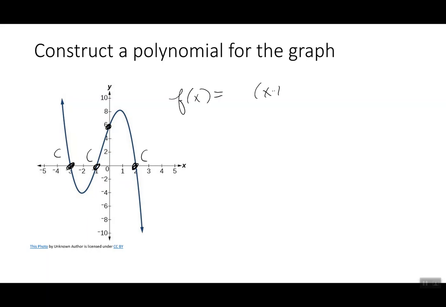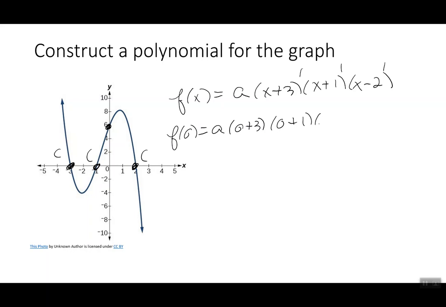All right, so let's start off by saying, what do I have? I have x plus 3, I have x plus 1, and I have x minus 2. I'm just going to leave those as multiplicity 1, so cross, cross, cross. And then I know there's supposed to be a leading coefficient. Okay, so let's try to find that leading coefficient. So I'm going to plug in 0. I have a, 0 plus 3, 0 plus 1, and 0 minus 2. That's supposed to give me 6 because that's my y-intercept.